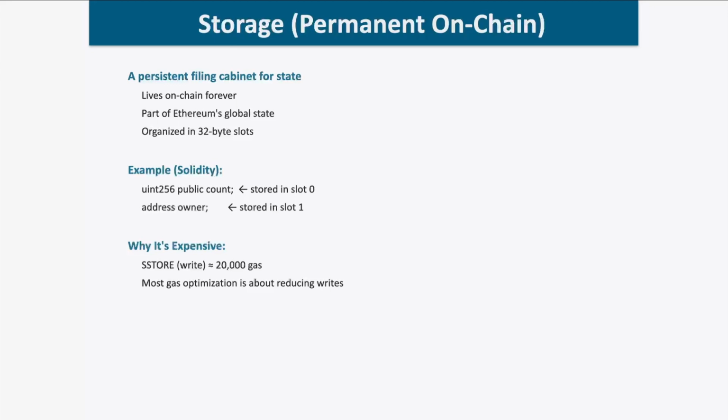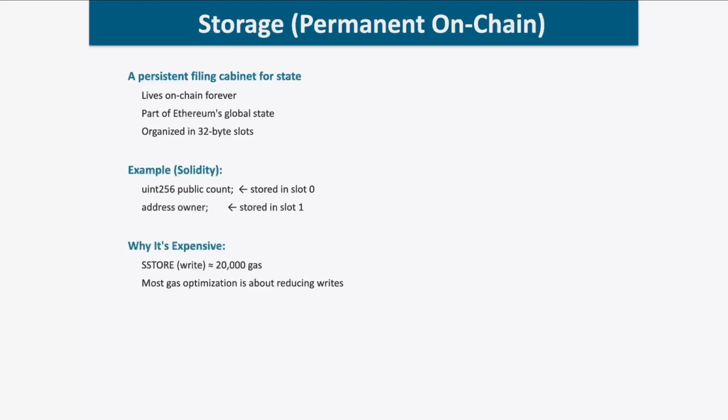Now storage. This is where the real cost comes in. Storage is a persistent filing cabinet. Anything you write here lives on-chain forever. Storage is part of Ethereum's global state. Every piece of data stored here is replicated across every single node in the network. Every node must store your data, and that's expensive.